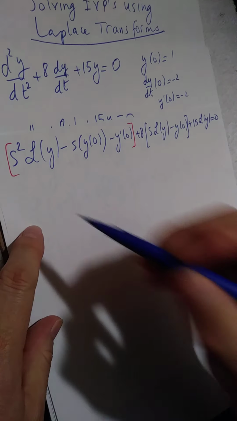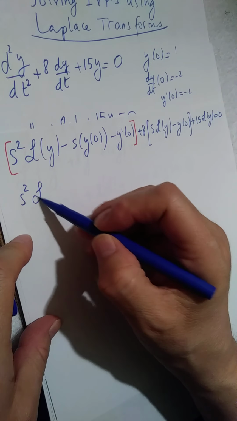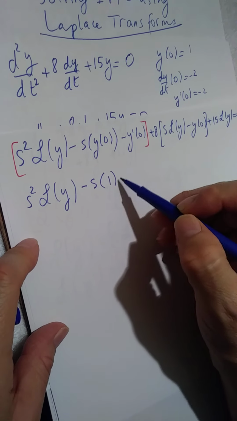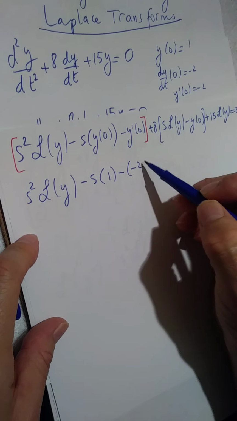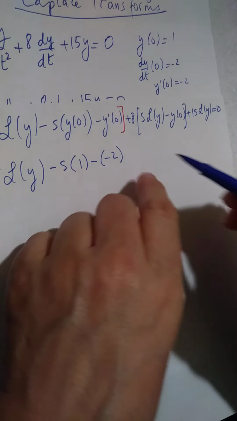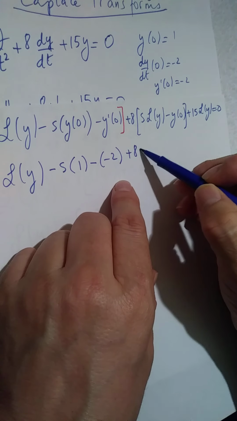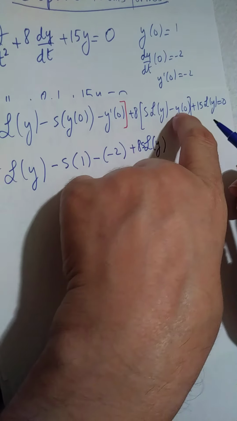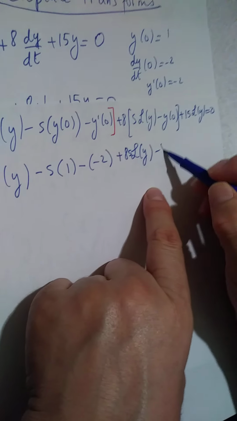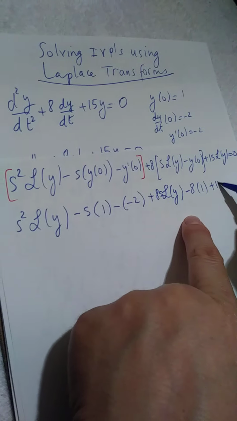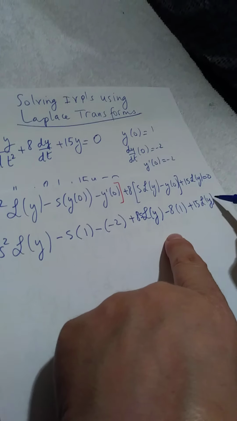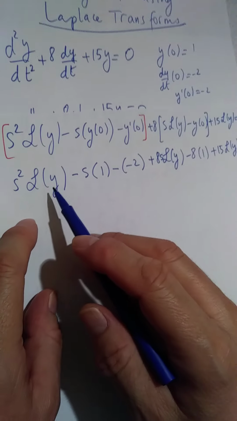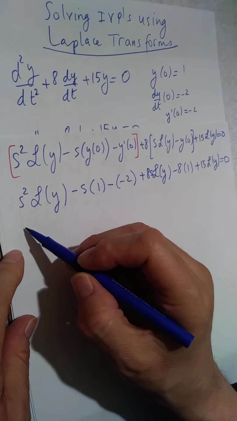So I'll end up with this: s squared transform of y minus s times 1 minus y prime of 0, which is minus 2. I'm going to remove the red brackets now. We don't need them anymore. Plus 8s transform of y minus 8 times y of 0. Y of 0 is 1, so it's minus 8 times 1 plus 15 transform of y equals 0. Okay. Our unknown is transform of y. So I'm going to factor that out.